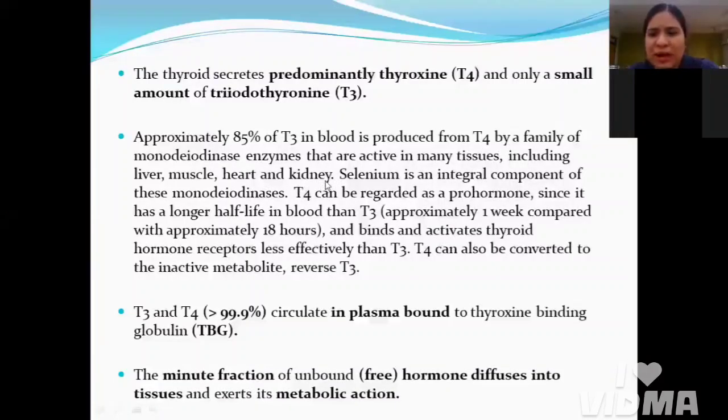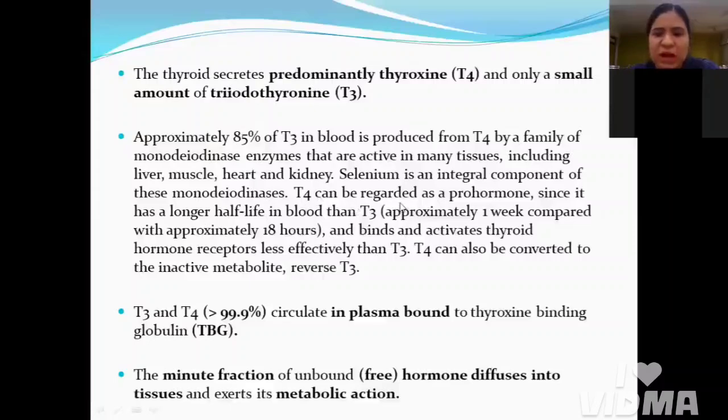So, T4 gets converted to T3 by 5 monodeiodinase enzymes, which are present where? They are present in liver, muscle, heart, and kidney. So the 5 monodeiodinase will come out of these liver, muscle, heart, and kidney and will convert T4 to T3. And selenium is an integral component of these monodeiodinase enzymes. Okay, so selenium is also required. So along with iodine, selenium is also required to convert this T4 to T3.